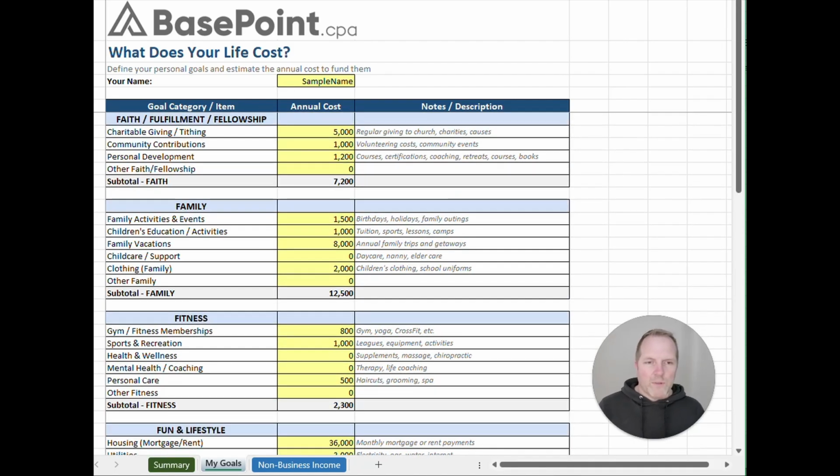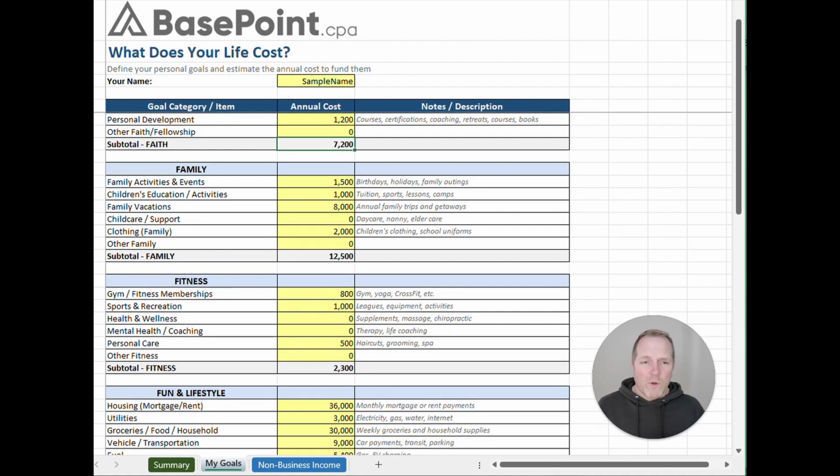Okay, so let's look at some samples here. This is just sample data. It's not taken from anybody in particular, but let's just say sample name here decides that in a given year, and this is annual, these are annual amounts, wants to make donations of about $5,000 a year. They want to make some community contributions of different types that might amount to about $1,000 a year. And then throughout the course of the year, they may want to do some training, maybe some retreats or something. That might amount to about $1,200 for the year. So total amount would be $7,200 there.